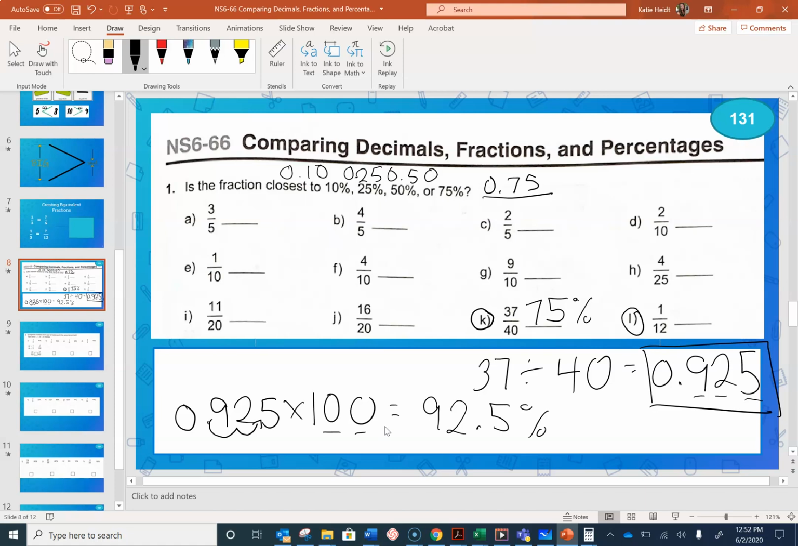Now, let's look at L. We see 1/12. So in your mind, you should be thinking that's pretty small. I don't think it's going to be 75 or 50. I'm not even sure if it's as high as 25%. Think about that one, and if you need to, use a calculator to check your answer.